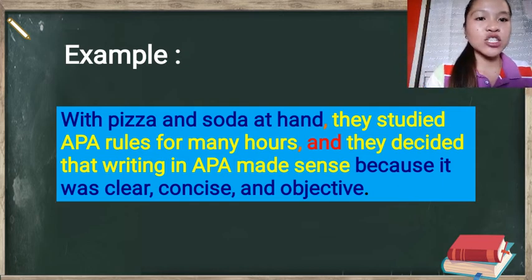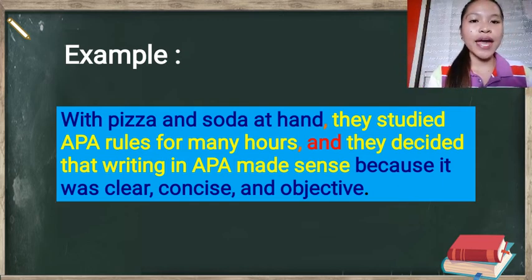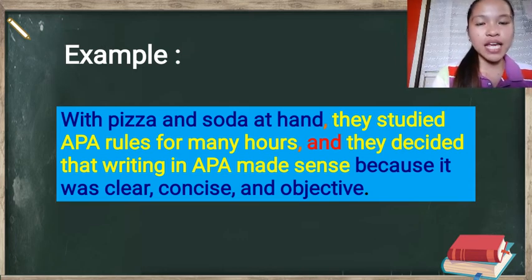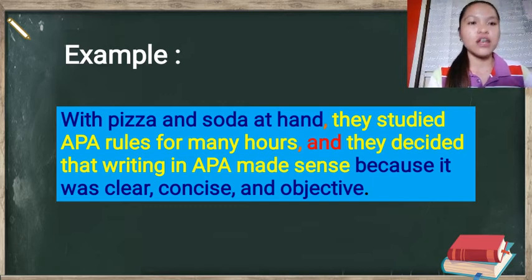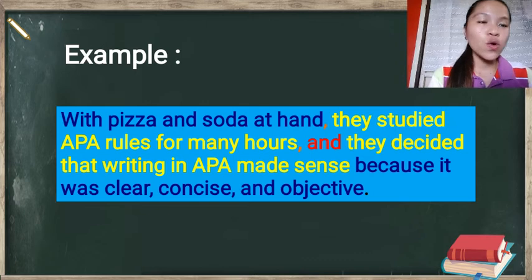With pizza and soda at hand, they studied APA rules for many hours, and they decided that writing in APA made sense because it was clear, concise, and objective. So in this example, we have two dependent clauses and two independent clauses.